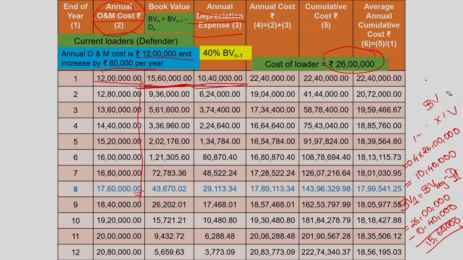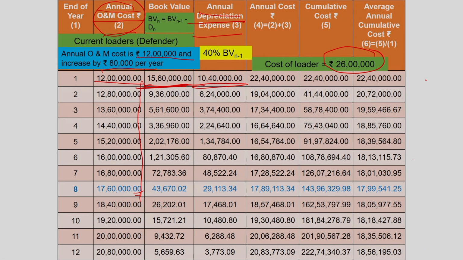Similarly, calculate the depreciation for the second year. Depreciation is nothing but 0.4 into the book value of the previous year, or the beginning of the current year for which you are estimating the depreciation. So 0.4 into the book value at the end of the first year, which is 15 lakh 60,000. That gives you the depreciation for the second year as 6 lakh 24,000.